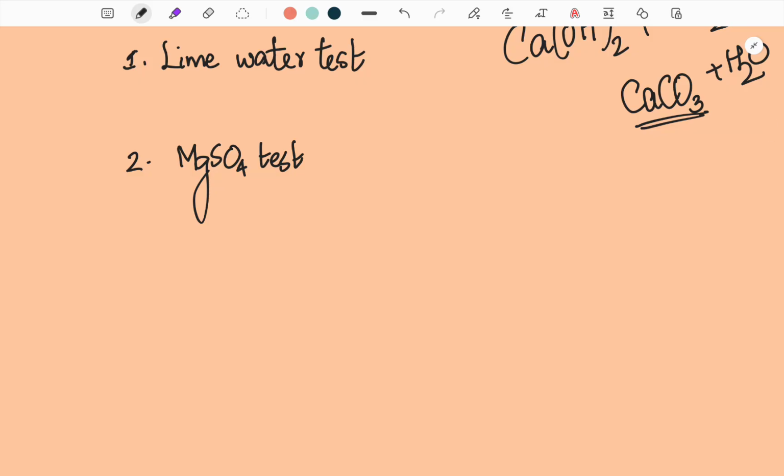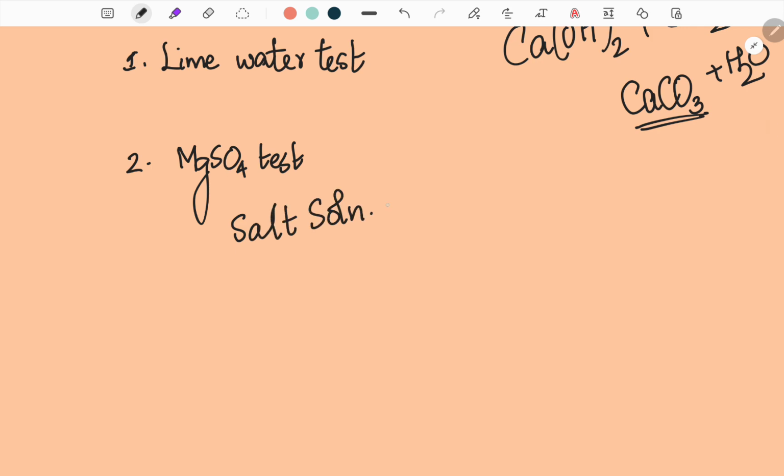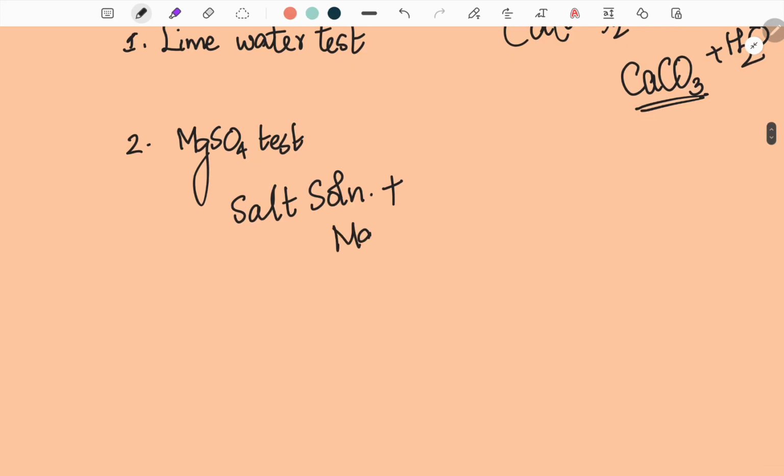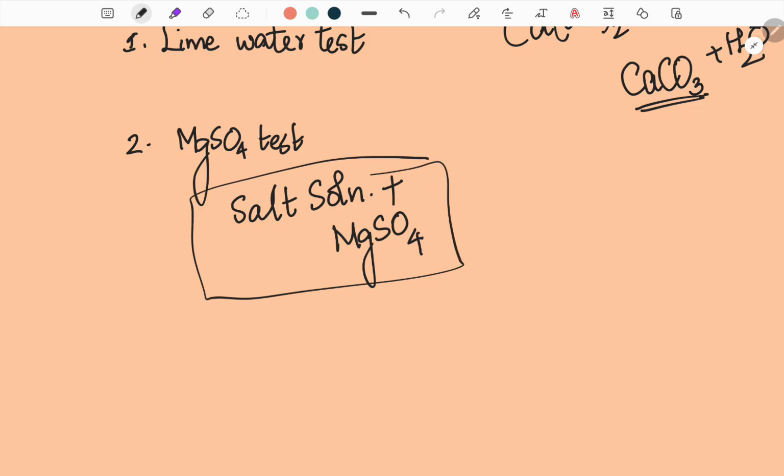Now what you need to do is you have to take the salt solution, and to the salt solution you need to add a few drops of magnesium sulfate solution. This is what you need to do. Now, when you are adding magnesium sulfate solution to the salt solution or water extract, you will see that a white precipitate is formed.